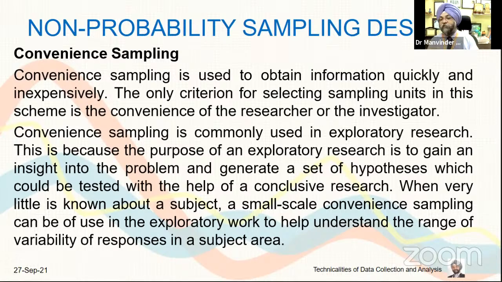Commonly, in convenience sampling you can choose your neighbors, your friends, family members, and other colleagues, and bypassers too. If someone is passing nearby, you can ask them also, right? So that is called convenience sampling, right?